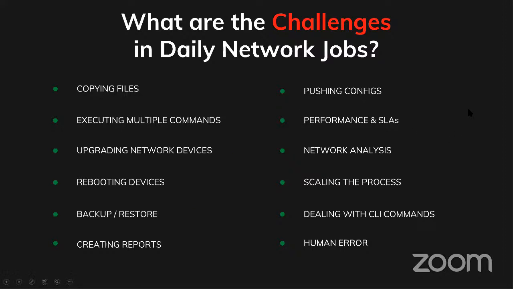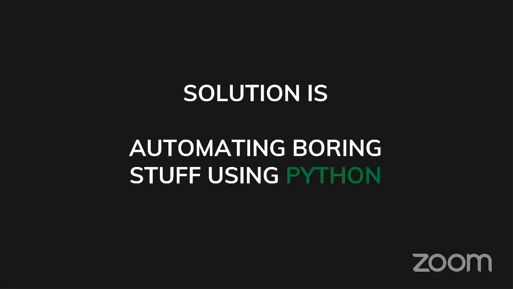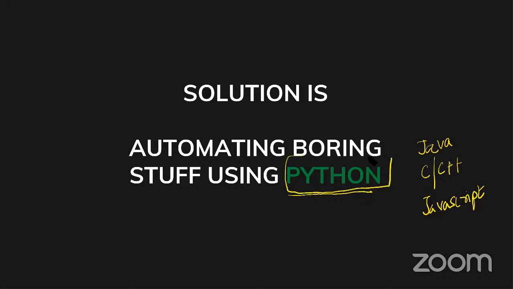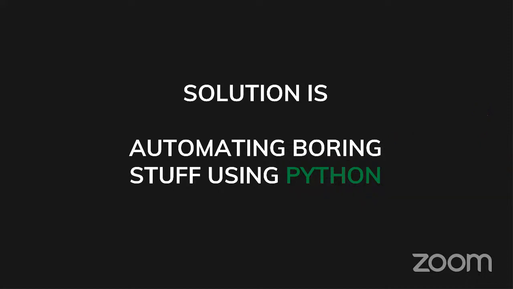Now, what is the solution for this? These are the challenges that we discussed. What is the solution? I say the solution is Python. So why Python? We have to justify that, because Python is not the only programming language available. We could have Java, C, C++, JavaScript as well. But why only Python? Why not other programming languages? That is something we will discuss in the next slides.